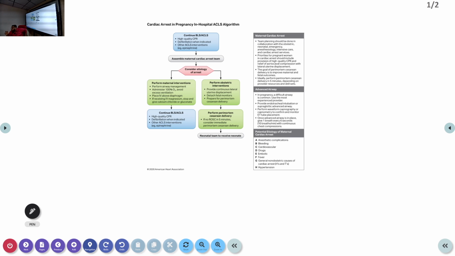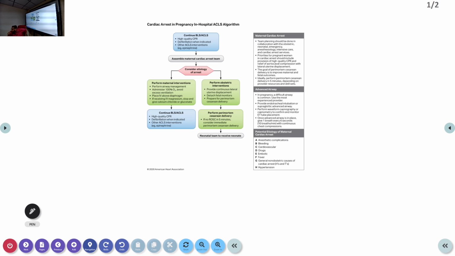Terminologies like perimortem cesarean section. When somebody says perimortem cesarean section, what is a perimortem cesarean section? What is lateral displacement of the uterus? There are certain terminologies that you need to remember. And in a pregnant patient who is having cardiac arrest, we need to think about certain other factors also, as to why this patient is having a cardiac arrest.